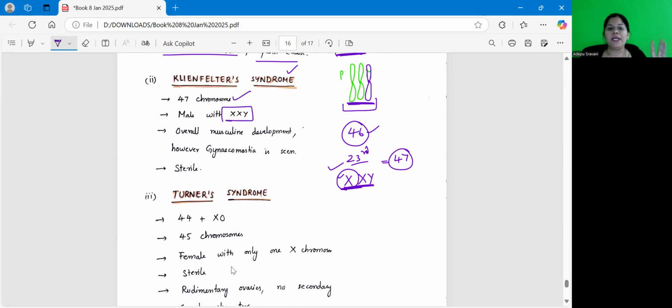Now the person will be male. Appearance-wise, the person will be male. So overall masculine development, however, gynecomastia is seen, but the person will be sterile. So that means they cannot undergo reproduction.